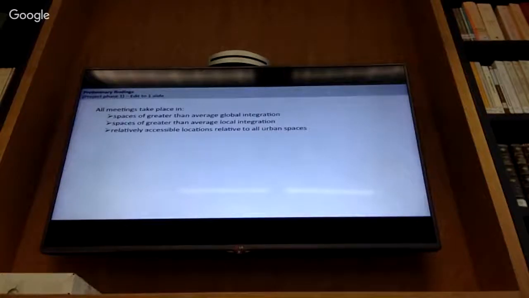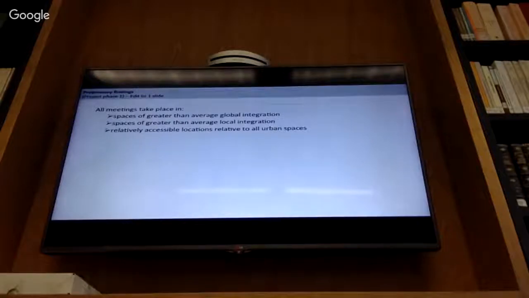The first phase was that all these political meetings, and this is just for the Manchester data, took place in places that have greater than average global integration, so places that on the global scale are more integrated, and also in terms of local integration, and are relatively accessible. So they are generally, and this is coming from a historian's perspective, where I might have expected more meetings to occur in hidden places that are less integrated and out of the way. Actually, these places are meeting places where it's more likely that you will have access to these sites.